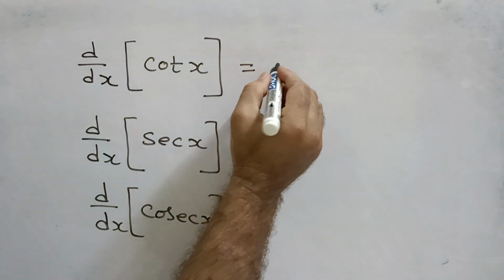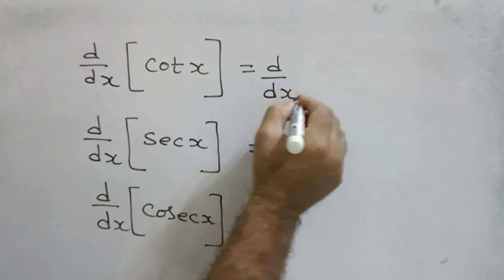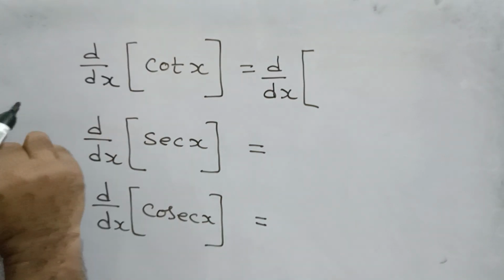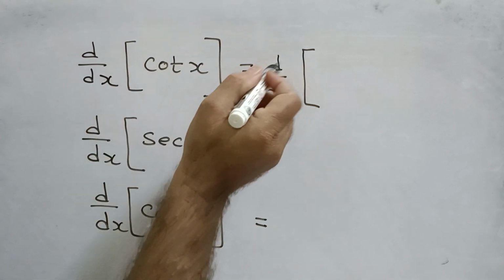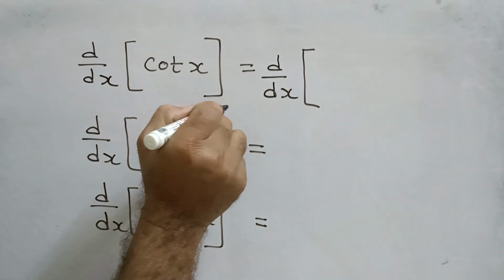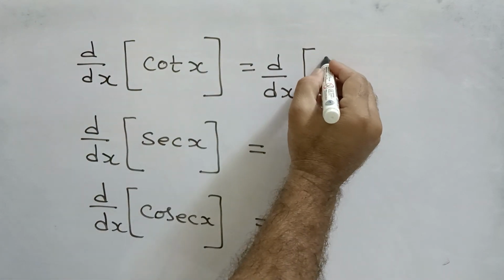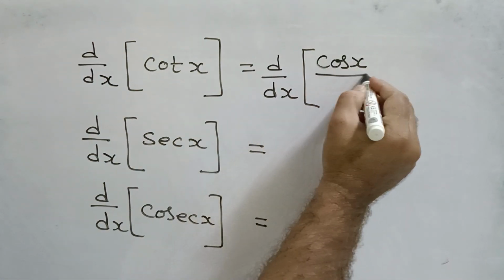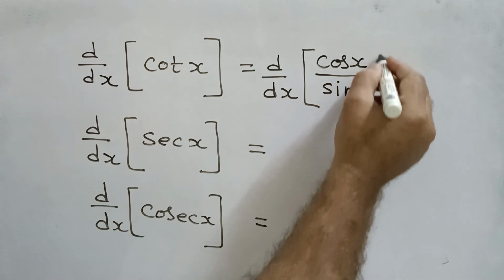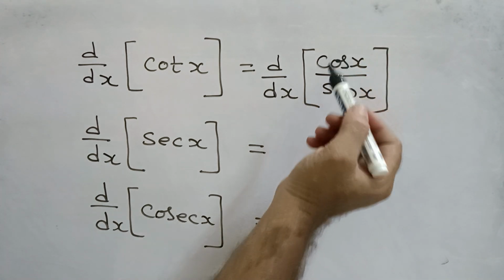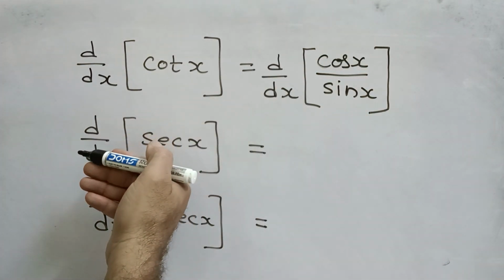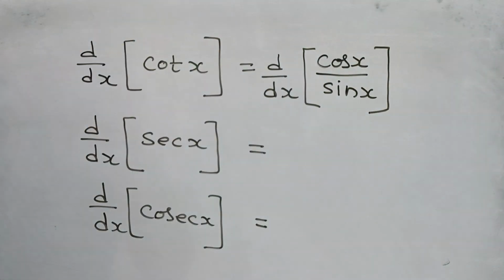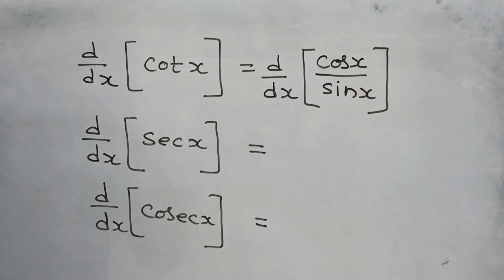For cot x, you can write d by dx of cot x. What is tan x? It is sin by cos. For tan, we wrote sin by cos. For cot, it is the reverse, so nothing but cos x by sin x. Then take cos x as u, sin x as v. Therefore it is u by v. I already told you the formula. Substitute in that formula and you will get the answer. This is the trick that you have to mention very clearly.